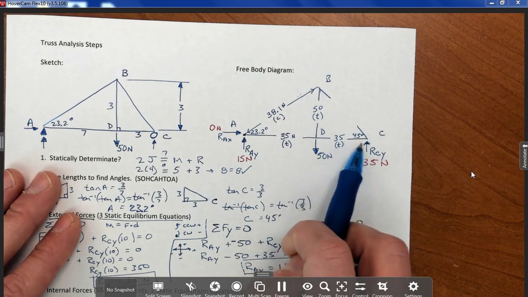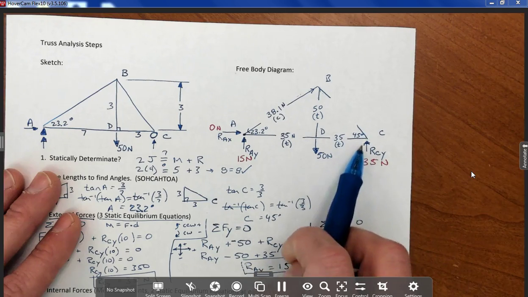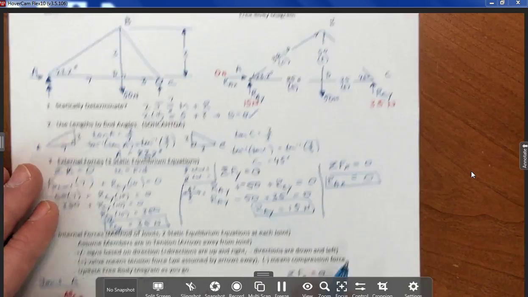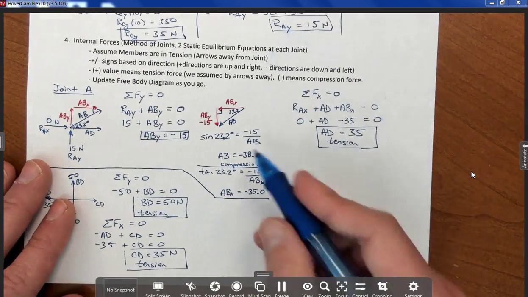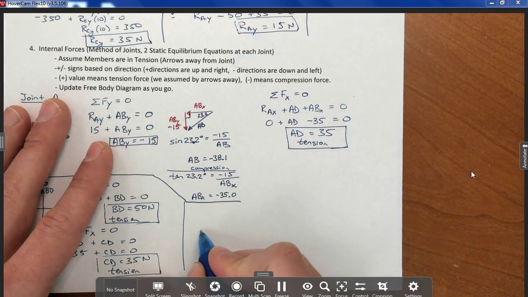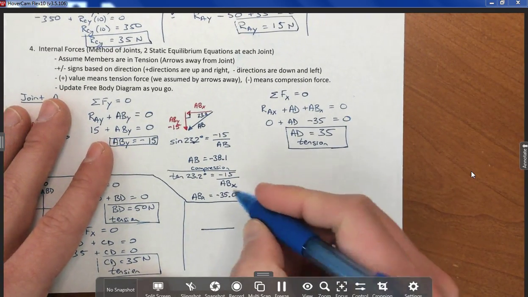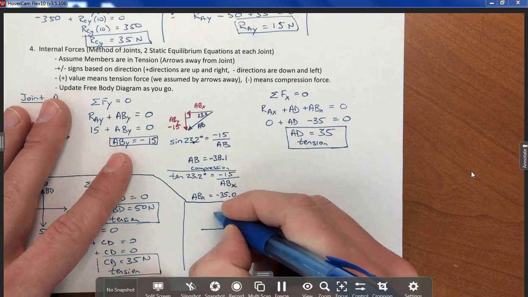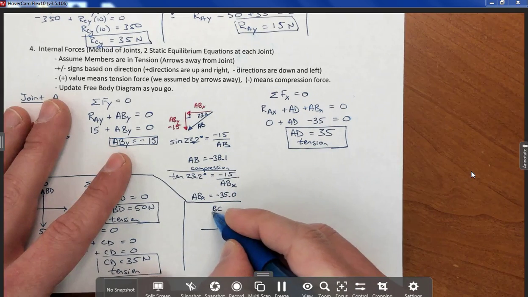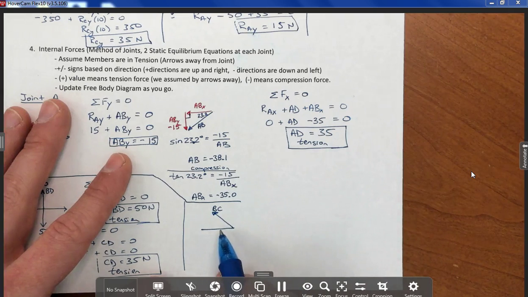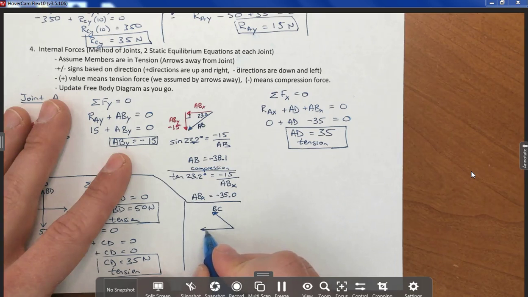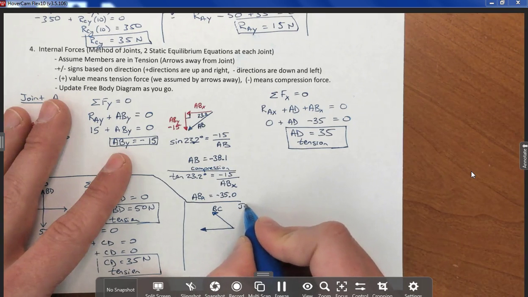So let's go ahead and draw this free body diagram, kind of remind ourselves of the numbers down below in our picture, and we will find BC. And we're about done. So that free body diagram looks like this. We have BC unsolved for, so we're going to assume tension, assume it's going away. We have CD. Okay, this is joint D.